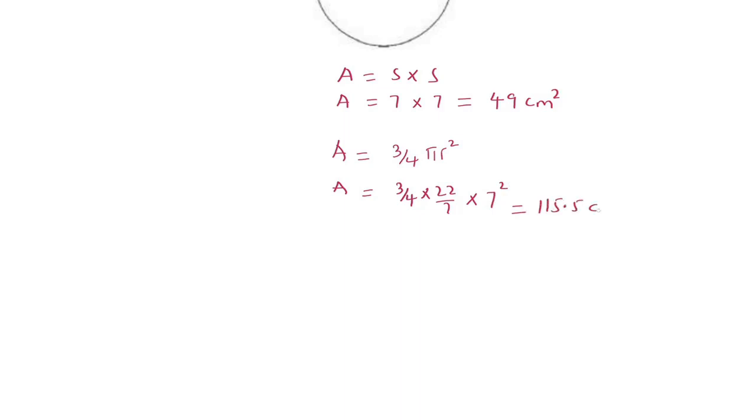115.5 centimeters squared. Okay, so now to find the area of the total figure, we are going to take 49 centimeters squared plus 115.5 centimeters squared, of which after solving the values, we are having 164.5 centimeters squared. And this is going to be our answer.